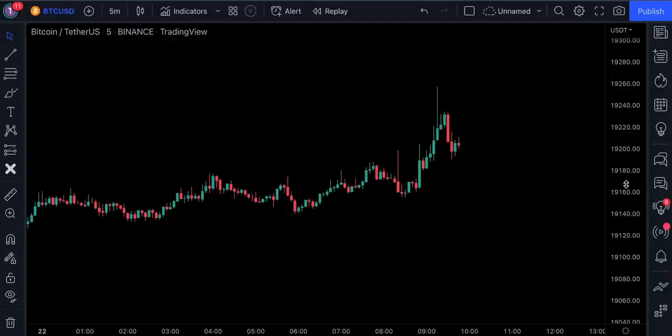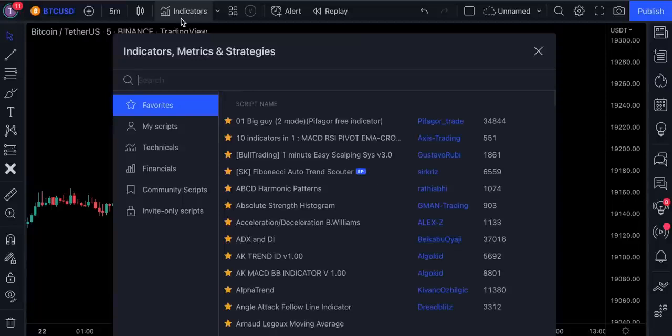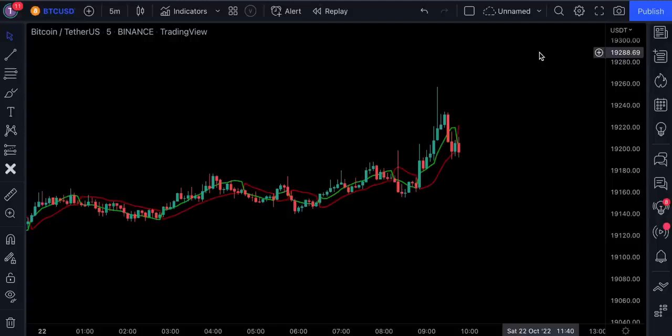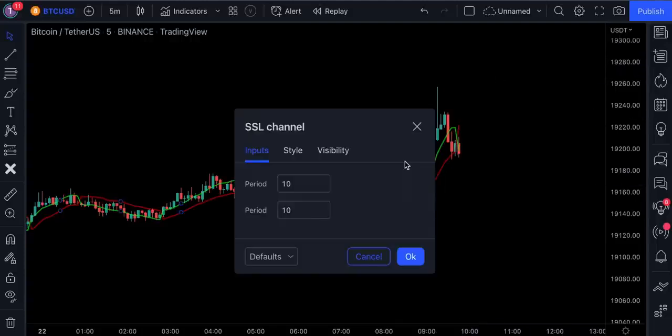Okay, so for this strategy, what you want to do first is to open tradingview.com and set the time frame to 5 minutes. The next step will be to click on the Indicators tab and search for the first indicator, which is called SSL channel. Then you need to select this indicator right here. Now let's double click on it and change its parameters. So in the input section, you want to change the periods from 10 to 15.